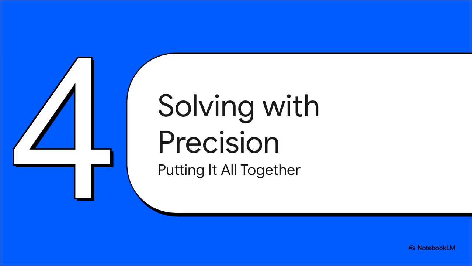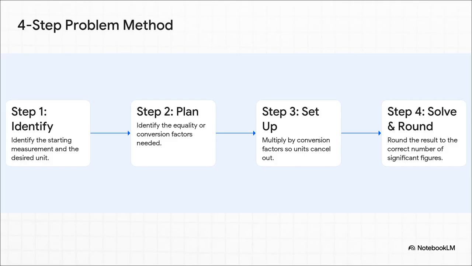Okay, we've got the rules for counting, and we've got the rules for calculating. Now let's put it all together into a simple, repeatable method for solving problems with precision. Here it is, 4 easy steps. First, identify what you're given and what you're trying to find. Second, plan out what conversion factors you need. Third, set up the problem so that your units cancel out. And finally, the last step, do the math and then round to the correct number of sig figs.